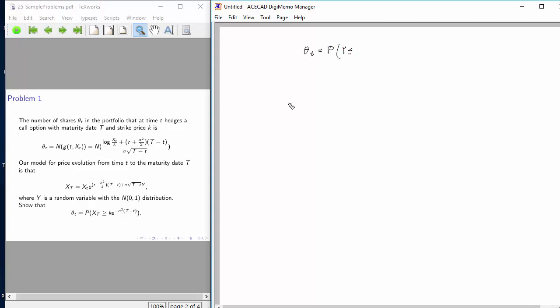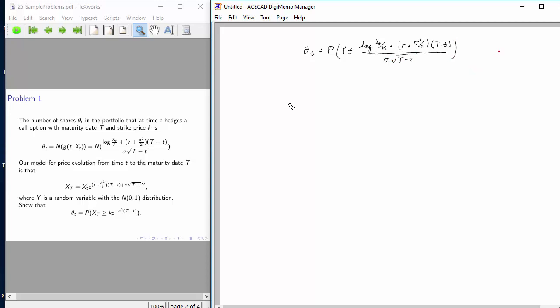random variable y is less than or equal to the log of share price over strike price plus this rather mysterious r plus sigma squared over 2 times the time remaining until maturity, all divided by the volatility sigma times the square root of the time to maturity.